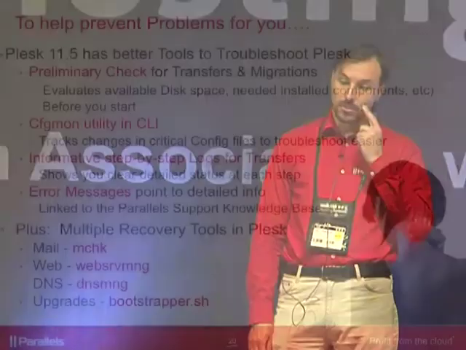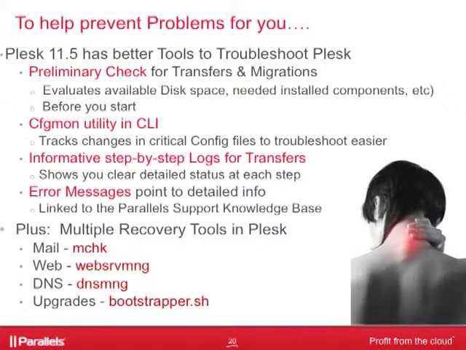We also have a cfgmon utility, a command line utility, that checks changes in the critical configuration files. Something gets broken, use that utility and see whether config files were changed by something. We also have informative step-by-step logs for transfers. So if you're transferring something and it's a big server and there's a problem, you can take a look at the logs and actually see what the problem is so you can fix it.